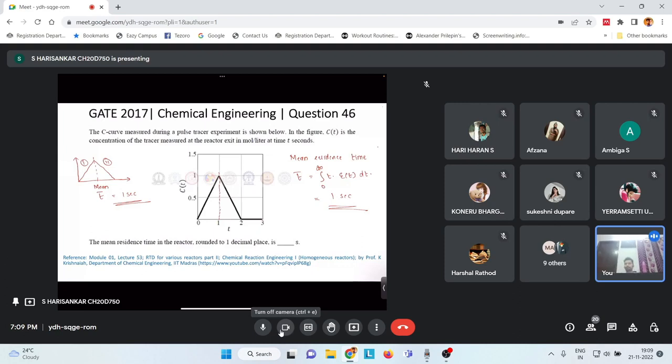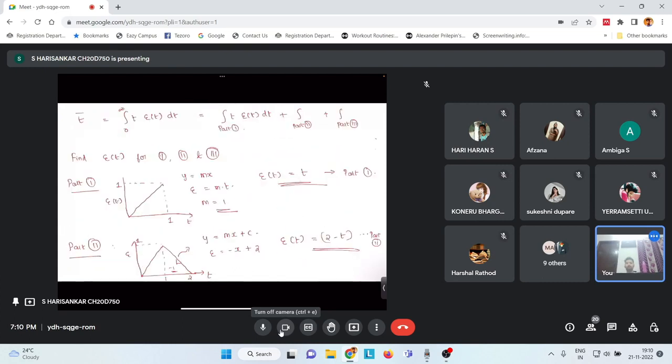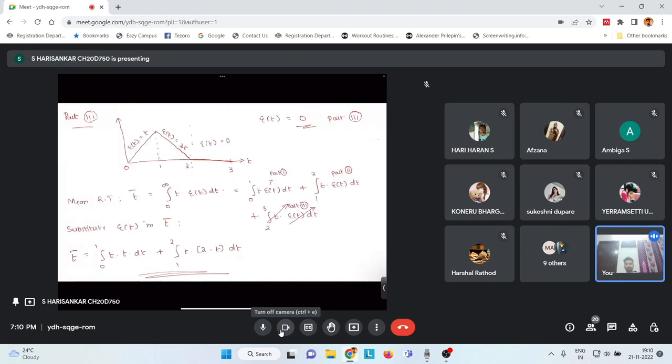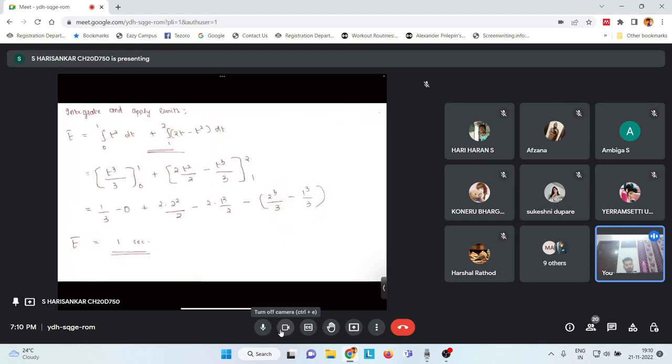But if you wanted to do it in the normal standard way using our formula, this is our formula: t bar is equal to integral t into E of t dt, and we have to find E of t for the different lines that we have in the E curve. So that is what we did here. We found the equations for E of t for part 1, part 2 and part 3 in this question, then integrated and summed everything, applied the formula directly, and got the mean residence time as 1 second.